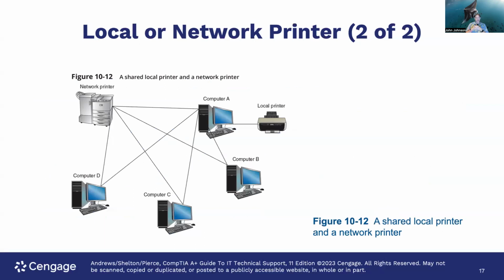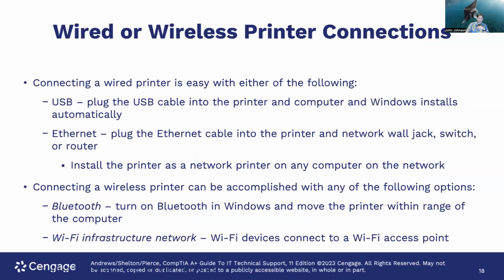So here is a graphic of this. If you look at this, you can see a network printer out there standing on its own, but then over at computer A, you've got a local printer that's connected, let's say through a USB port or something like that, and it's sharing its connection with the others. So it sets up a local print share. And note that the other systems, D, C, and B, can only use that printer when computer A is turned on. So that's one of the restrictions you're going to have.